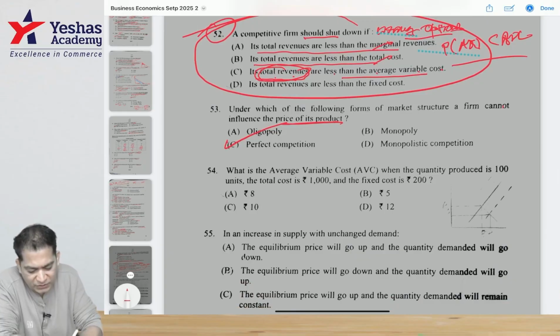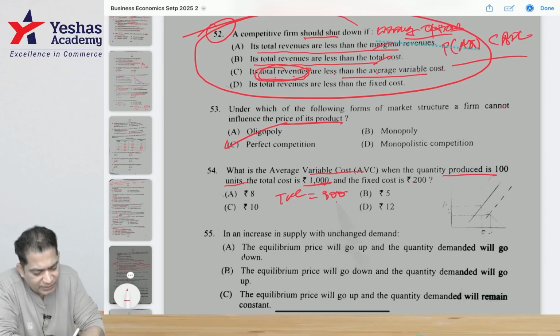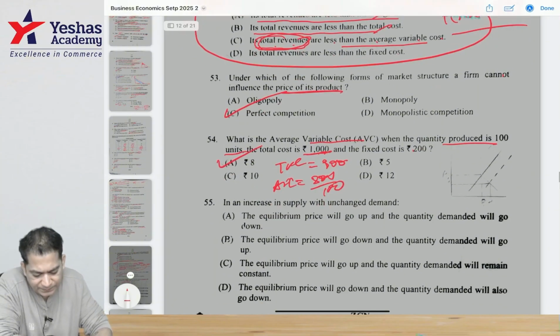What is the average variable cost when quantity produced is 100 units? Total cost is 1000 and fixed cost is 200. So total variable cost will be 800, and output is 100. So average variable cost will be 800 by 100. So the answer will be 8.